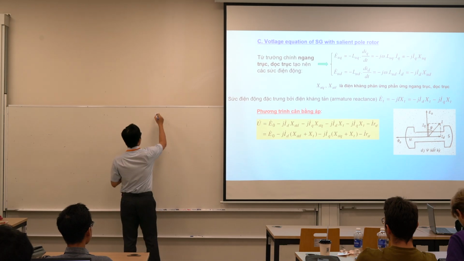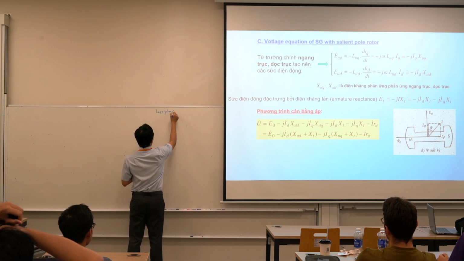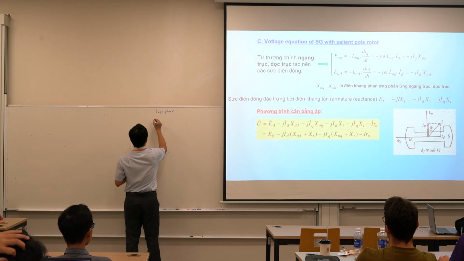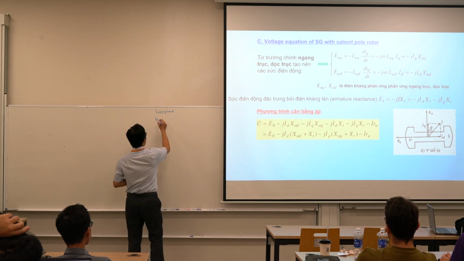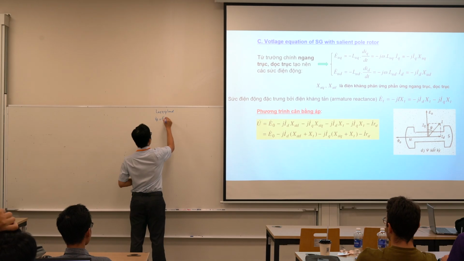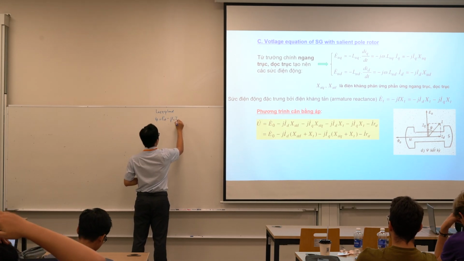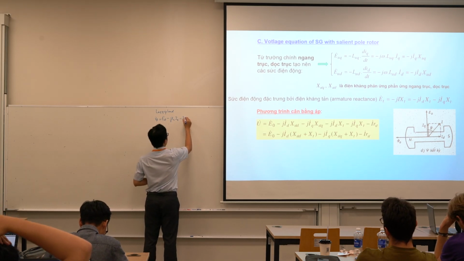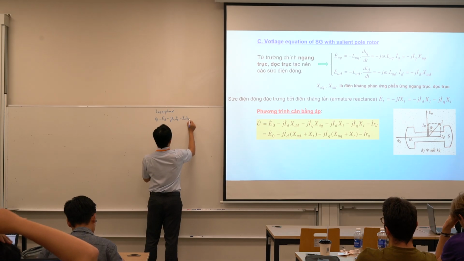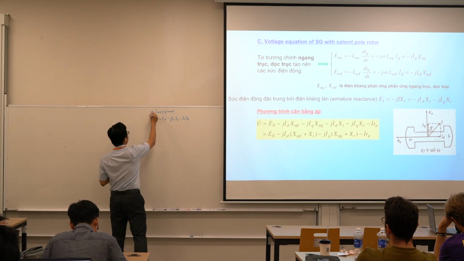We just pick up Kirchhoff's law, right? So we have a voltage equation. This is V phase. V phase is EA minus jXS IA minus IA R. Right?